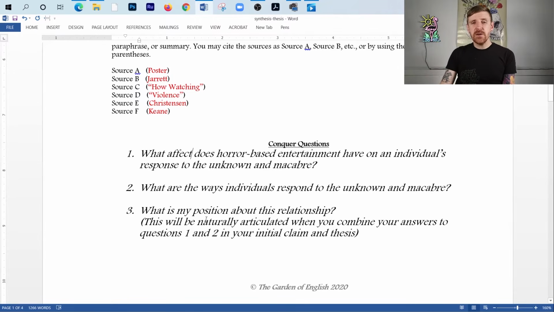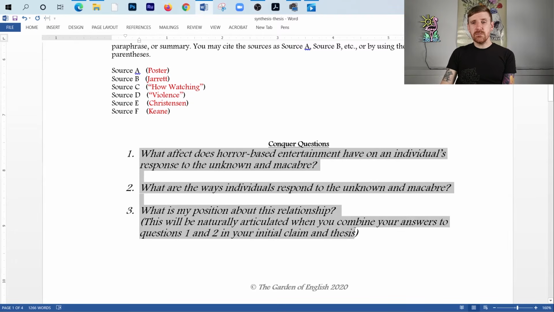And this last one might actually be naturally implied. Sometimes the position might be straight up articulated, but we need to realize that our thesis has to in some way answer all three of these questions. So that's what we're going to do.